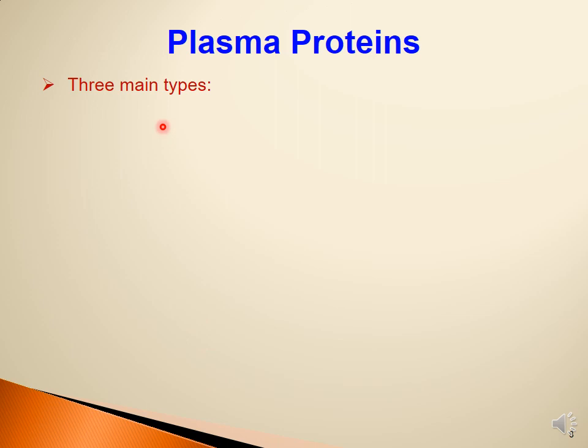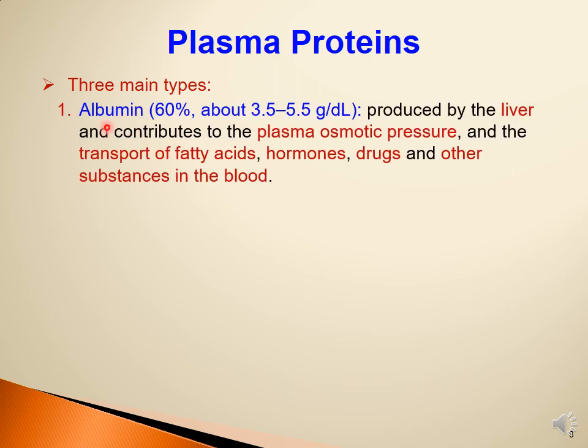How many types of plasma proteins do we have? We have at least 3 main types. The most abundant plasma protein is albumin. 60% of all plasma proteins are albumins, and this is about 3.5 to 5.5 grams per deciliter of plasma. Albumins are produced by the liver, and they contribute to the plasma osmotic pressure and the transport of fatty acids, hormones, drugs, and other substances in the blood.